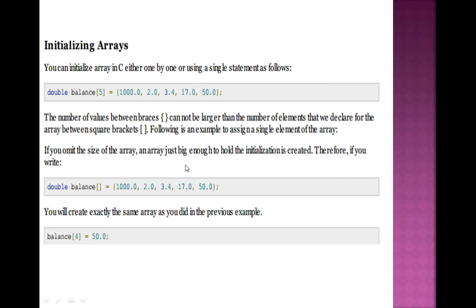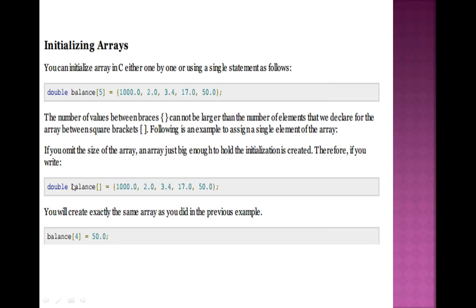Then this is the method we have studied for how we can initialize the array in the C language. Then we have also discussed how we can initialize the array without using any size specifier. That is double balance[], with 5 numbers from 0 to 4. But here there is no number mentioned in the brackets. It is just big enough to hold the initialization when it is created.